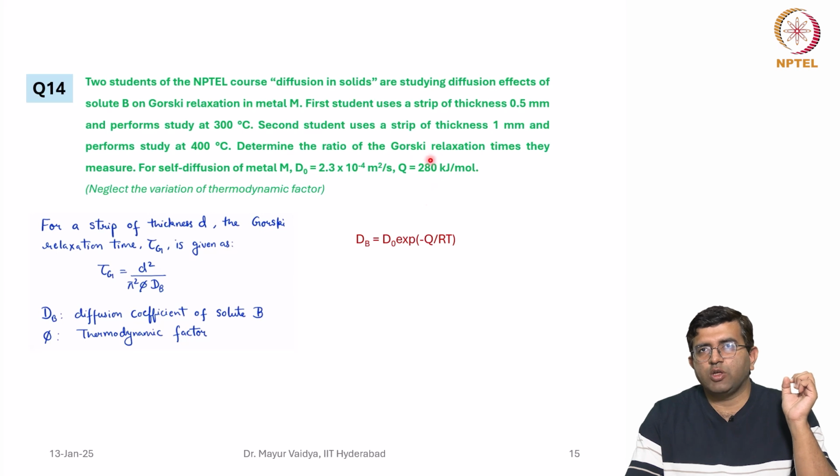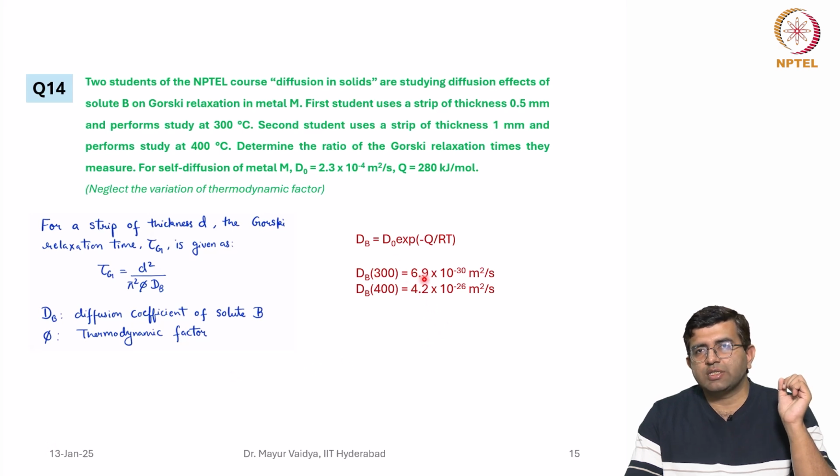Again, be careful with the units of Q here. You have to convert it into joules. So, if you use that, then you get dB at 300 as 6.9 into 10 power minus 30 meters square per second, dB at 400 as 4.2 into 10 power minus 26 meters square per second. And the thickness we know, 0.5 and 1 mm.